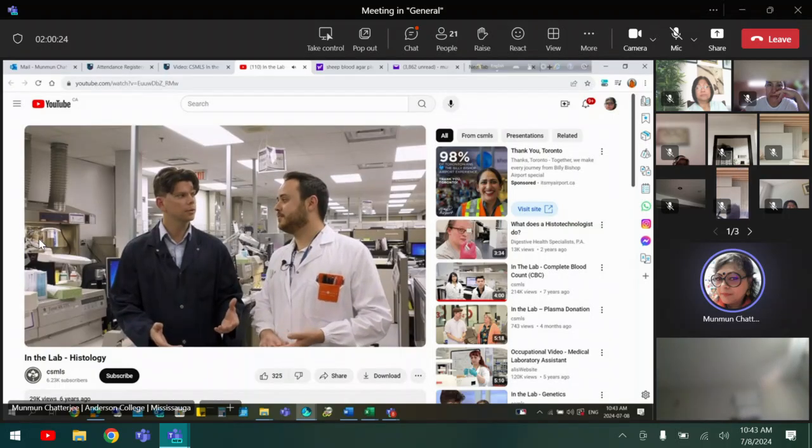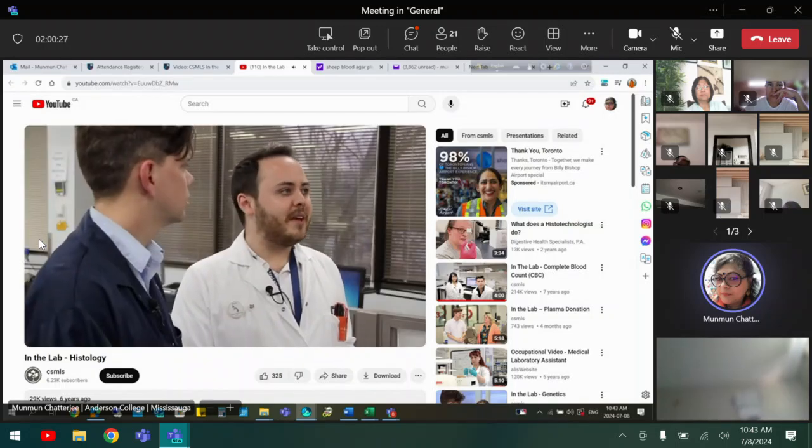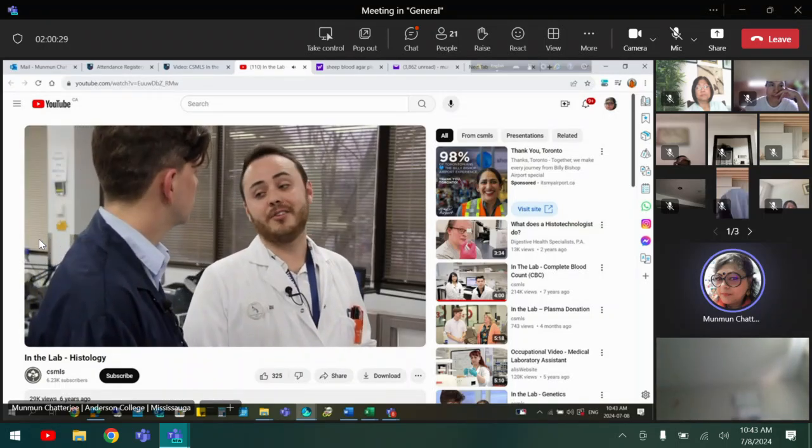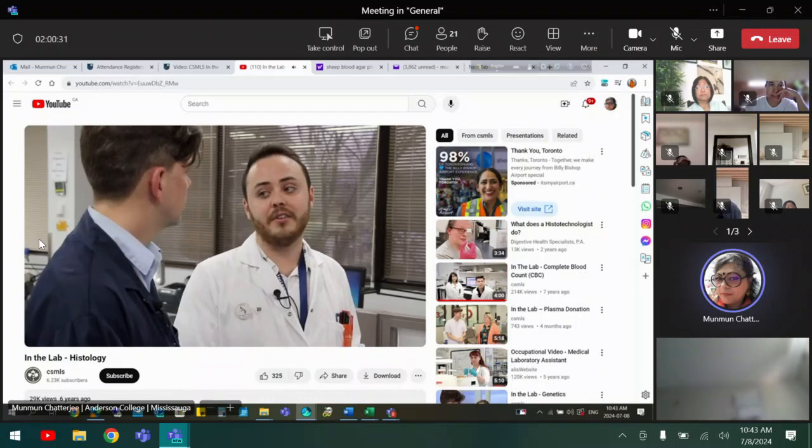When you run the test on these samples, what are you looking for? One of the main things that we're looking for is cancer, but with the hundreds of types of samples that we get, there's hundreds of diagnoses that it could be.